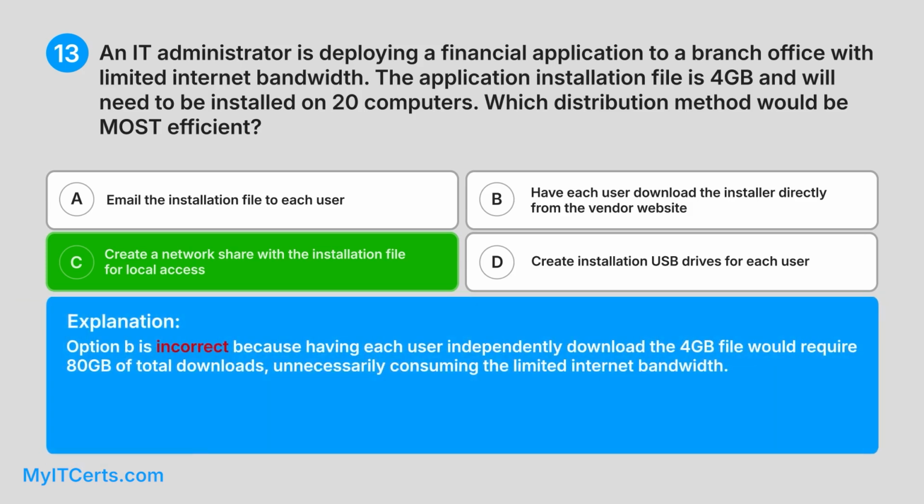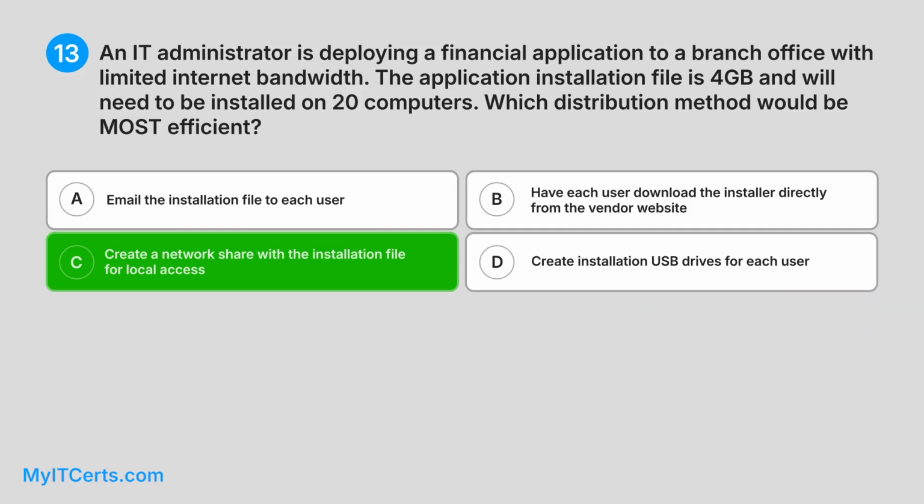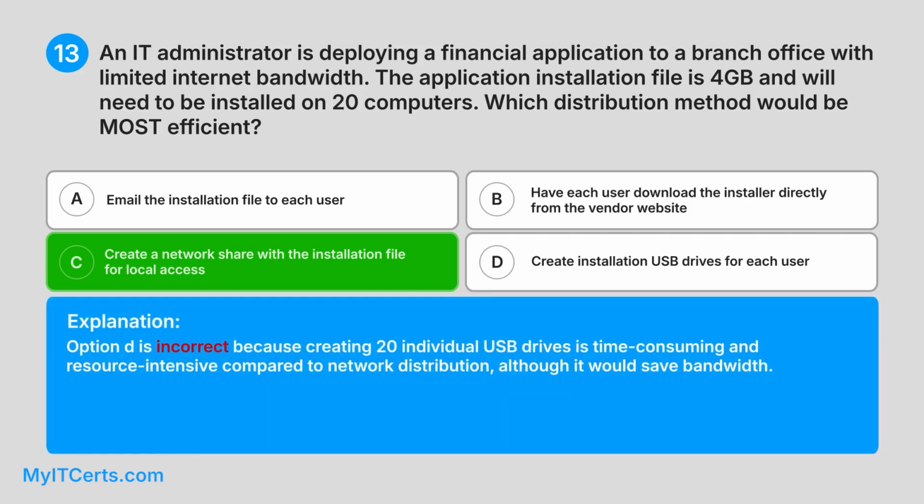Option B, have each user download the installer directly from the vendor website, is incorrect because having each user independently download the 4 GB file would require 80 GB of total downloads, unnecessarily consuming the limited Internet bandwidth. Option D, create installation USB drives for each user, is incorrect because creating 20 individual USB drives is time-consuming and resource-intensive compared to network distribution, although it would save bandwidth.